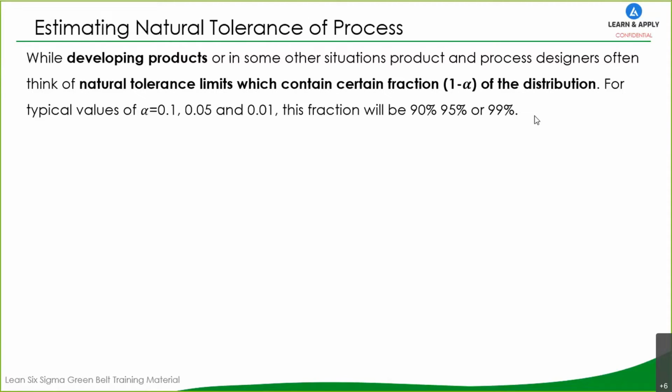So if we are allowing a significance level of alpha, let's say 0.1, then we are calculating the natural tolerance limits that will contain 90% of the data points, right? If we are calculating the natural tolerances for alpha equal to 0.05, then we are calculating the natural tolerances that will contain 95% of the data. So that's the intent of it. Everything we do in designing the natural tolerances will be based on this significance level alpha. Okay.